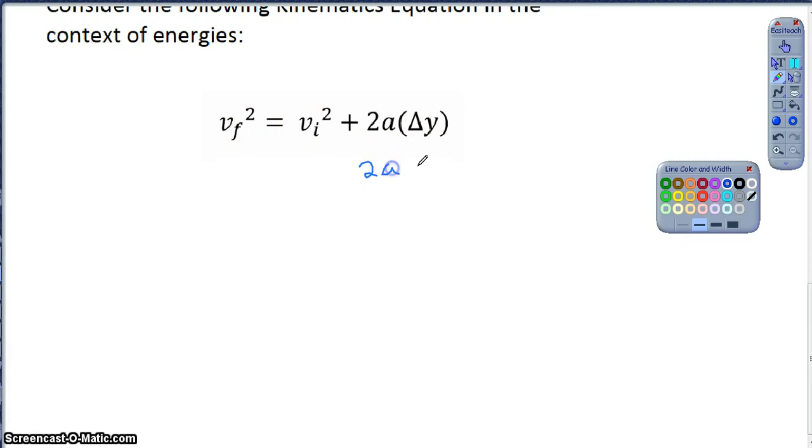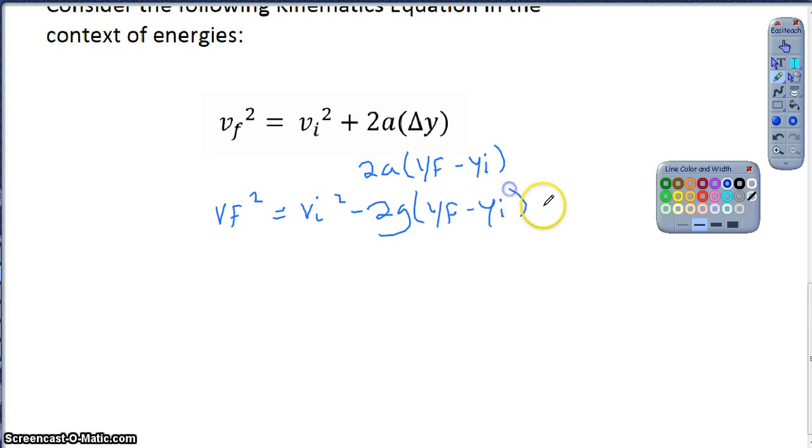Well, I could start by making this my change in y, right? So my y final minus my y initial. I also know that the acceleration in free fall would be negative gravity, right? It'd be negative 9.8. So I could rewrite this equation as v squared equals vi squared minus 2g, and then my y final minus my y initial. So then if I distribute the negative 2g to each of those, I've got v final squared equals vi squared minus 2g y final plus 2g y initial.